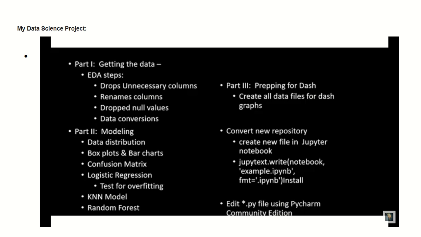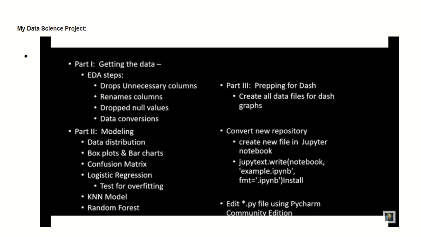Part one was I did the EDA steps. Part two was modeling. I put all the models in the Jupyter Notebook too, like box plots, confusion matrix, KNN model. I used three models, and I used the KNN model and random forest. And then part three, I did prep for using Dash. I created all the data files and built all the components, building out those files.